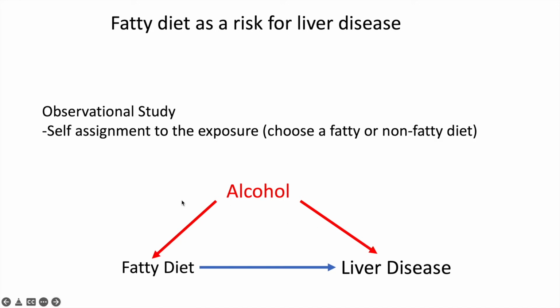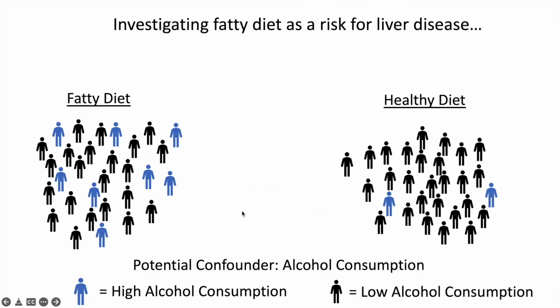So my potential confounder here is alcohol, where it might not be a causal relationship, but those who choose a fatty diet might also be more likely to consume alcohol, while those who are more health conscious and choose a healthy diet might be less likely to choose alcohol. And that probably would have been better to write as an association rather than something causal. But like I said before, it only really needs to be an association, so that can still be a confounder. So now we have the blue people that are those who consume a lot of alcohol, and these black people that are the ones who don't consume a lot of alcohol.